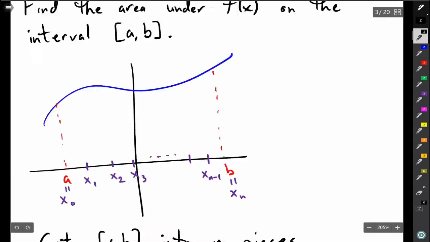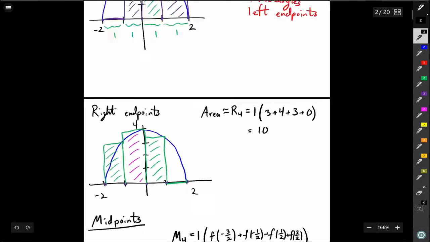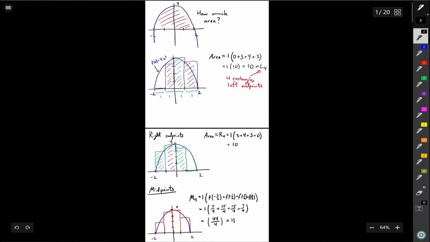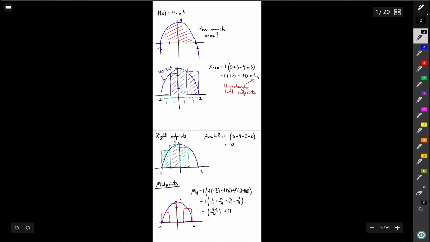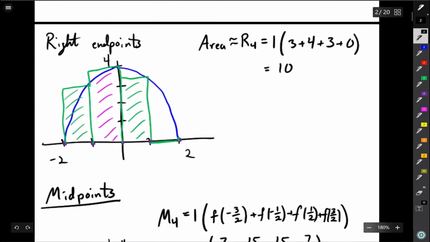All right. So we did above here, we did this approximation of the area under this curve here. And we got a rough estimate, right? Remember, again, the actual area is 10 and 2/3, and we're getting some approximate areas. How do we make these approximations better?